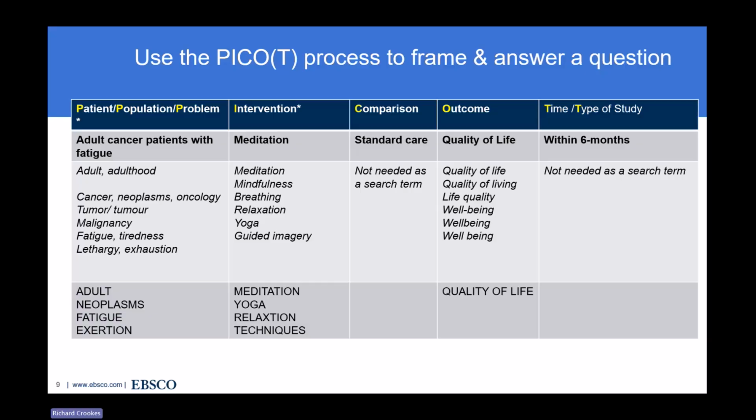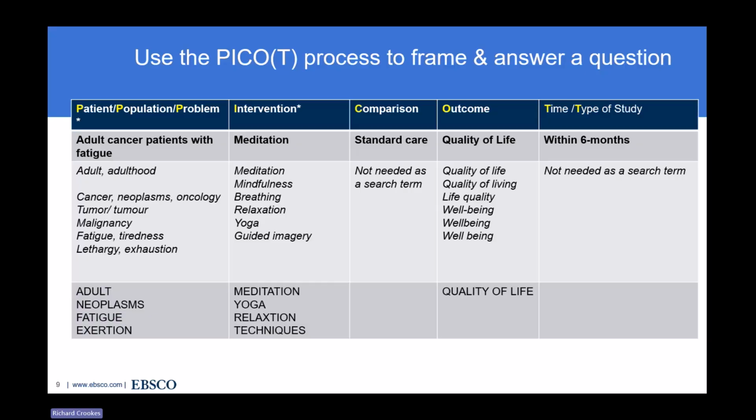So I've already identified the population group. So these are adult cancer patients, obviously with underlying conditions. So not only do they have cancer, they'll also experience fatigue. The intervention, of course, is looking at meditation compared to standard care, and the outcome relates to quality of life, and we're looking at within a 6-month time frame.